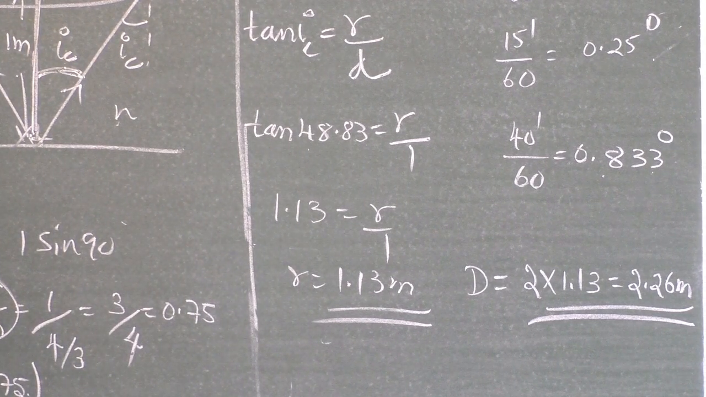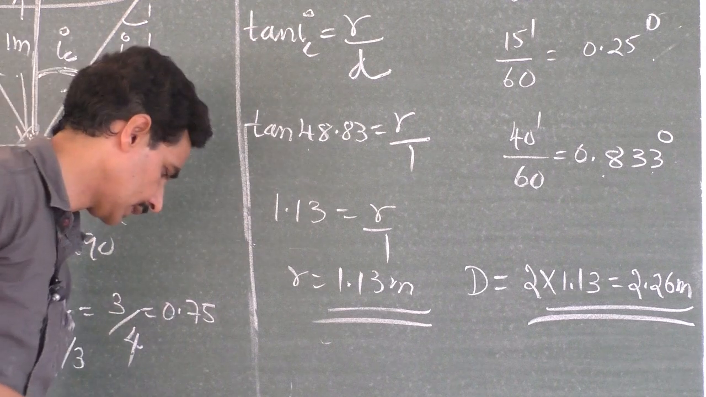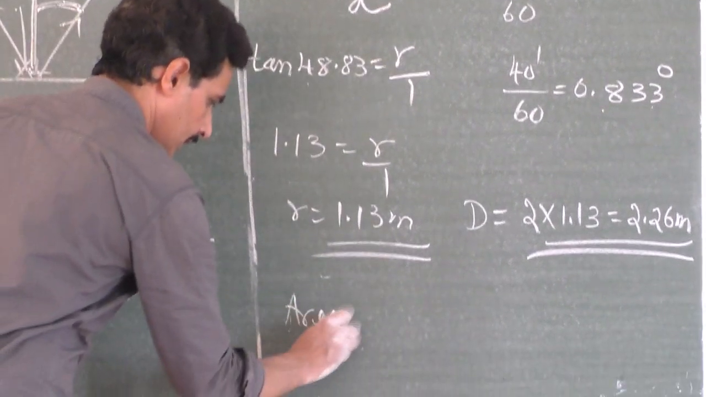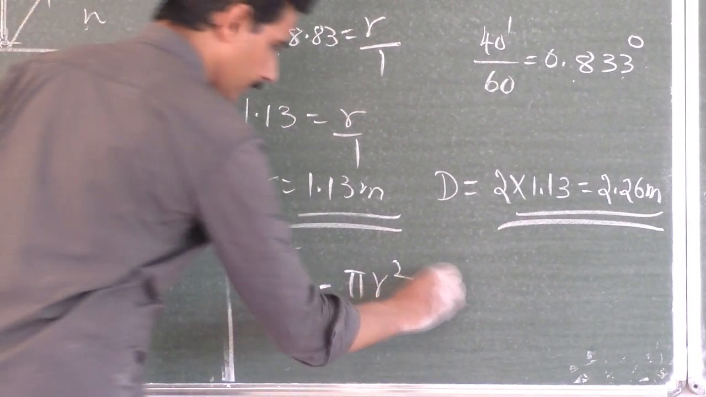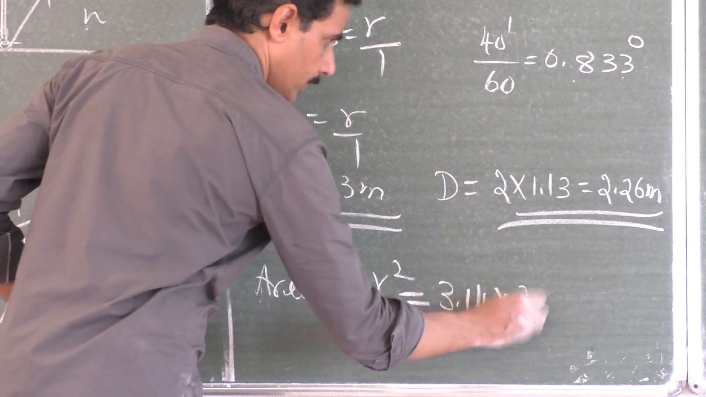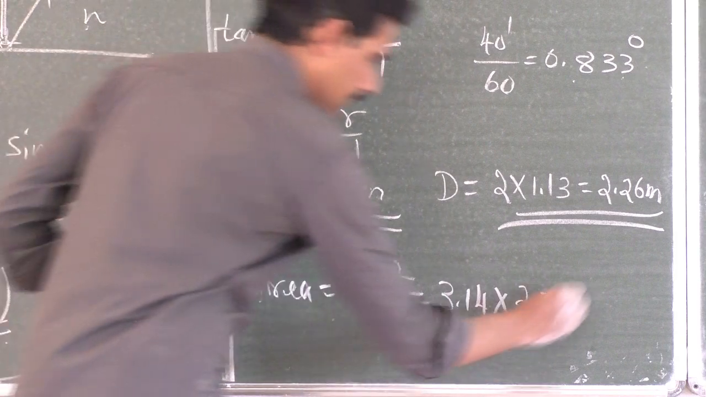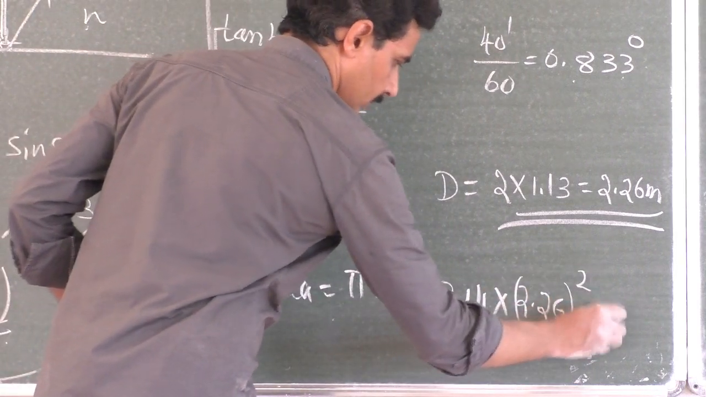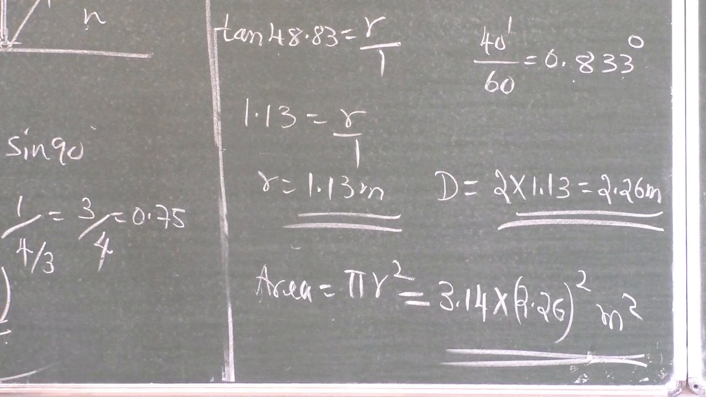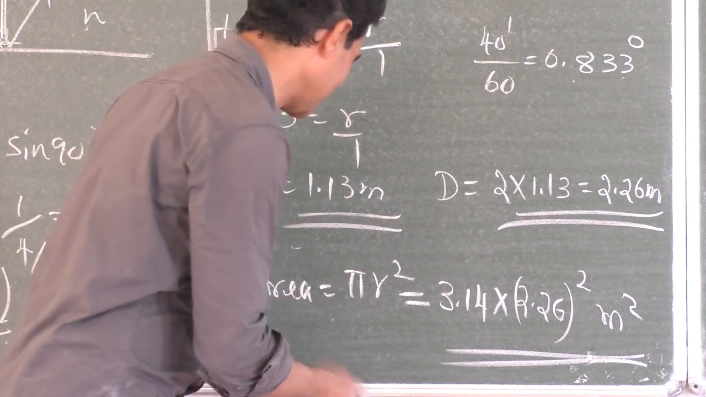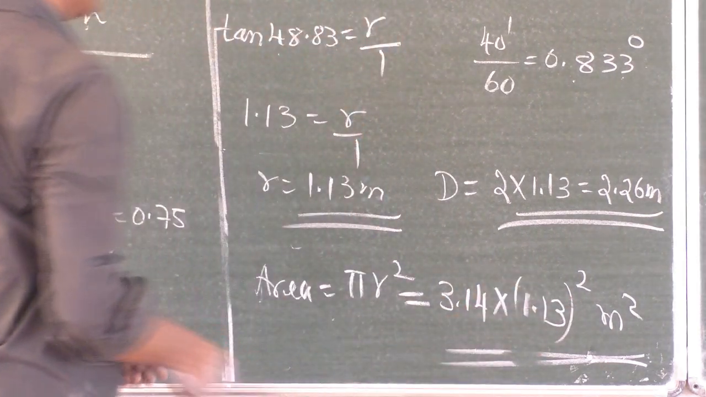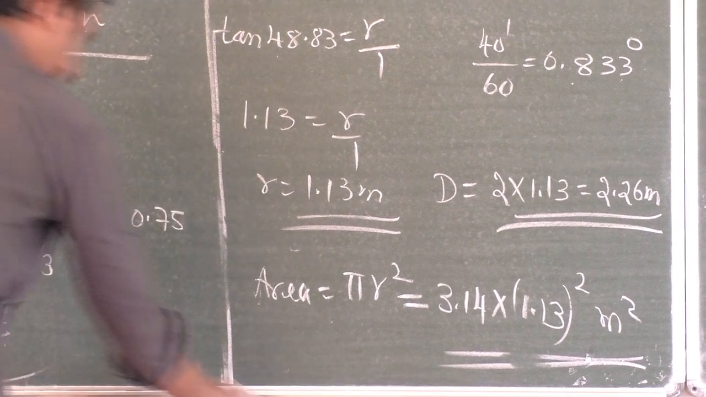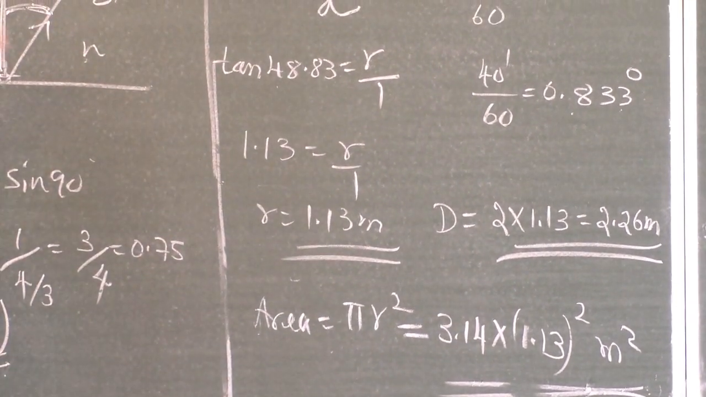Suppose you are asked to find out what is the area of the circular patch, then you can do pi r square. Area is given by pi r square. So these types of problems are very important. Pi r square, so many meters square. You can do that also. And pi, this is 1.13. This is not diameter, this should be radius. Pi r square, yes, that is area. This problem is a very easy one.